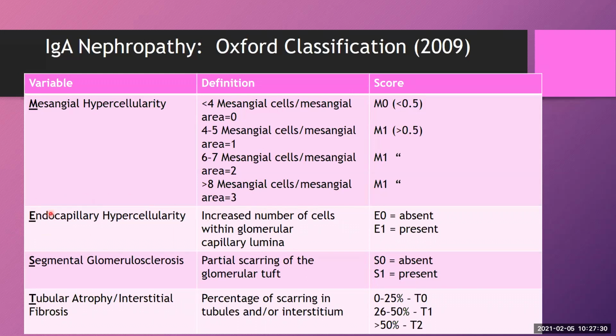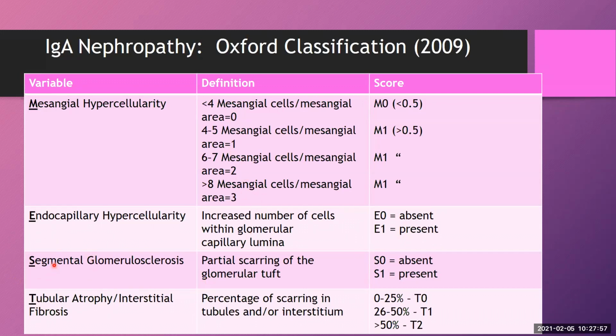The E stands for endocapillary hypercellularity. And that means when we see too many cells inside of the capillary loops, we're no longer talking about mesangial proliferation now. Now we're talking about too many cells within the capillary loops. A little bit easier because if it's present, it's an E1. If it's absent, it's an E0. Just a little bit simpler. It's either there or it's not. Doesn't matter how many cells you see.